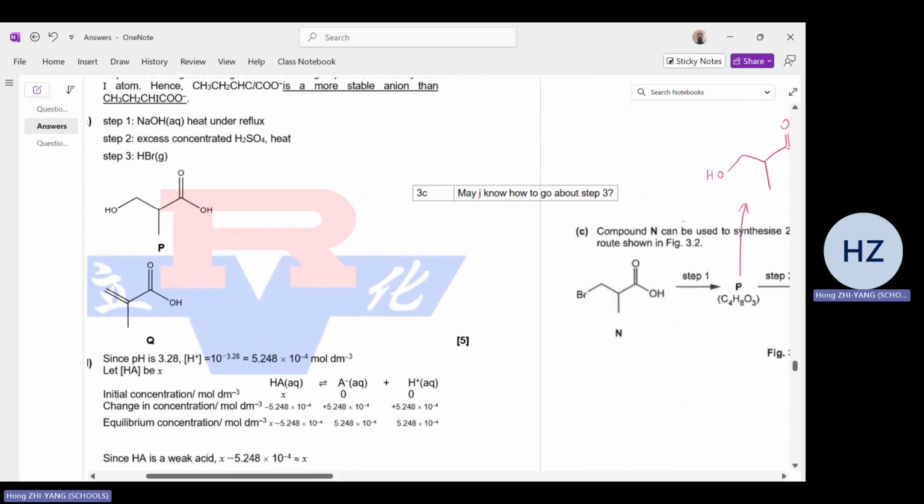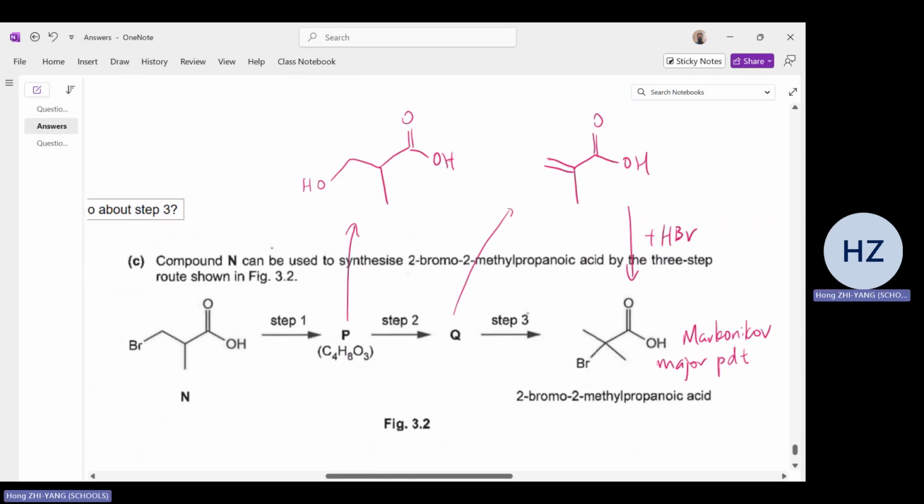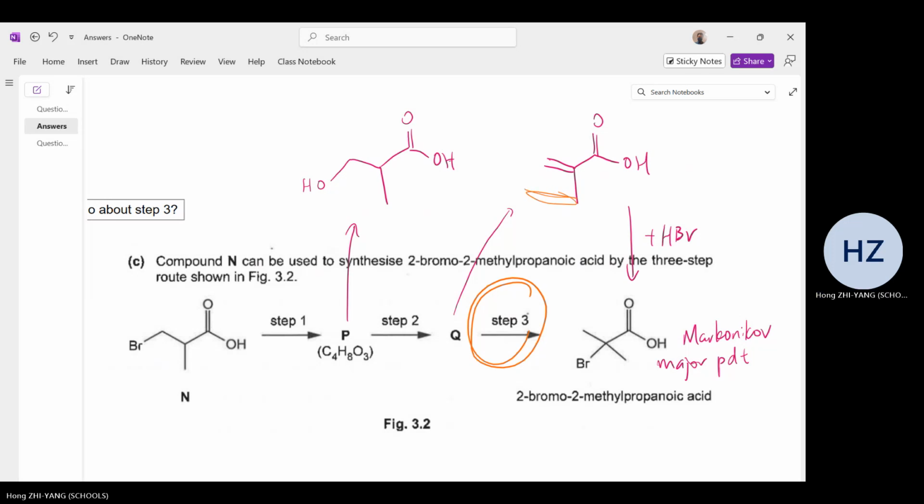Okay, how to go about step 3? You're asking about this one. How do you go about it? First of all, do you know that Q is an alkene here? Yeah, Q, you will form an alkene because you eliminate water, right? OH and a H here. You eliminate this, then you turn into this. Then you want to add a Br, right? And a H here. This is a CH3, by the way. This is a CH2, by the way. So yeah, you need to add a HBr. So it's electrophilic addition. And the answer is a Markovnikov major product. I hope you all still remember what's Markovnikov rule.